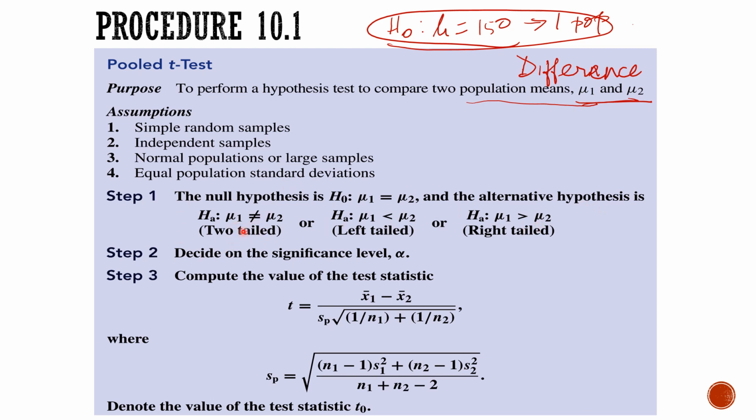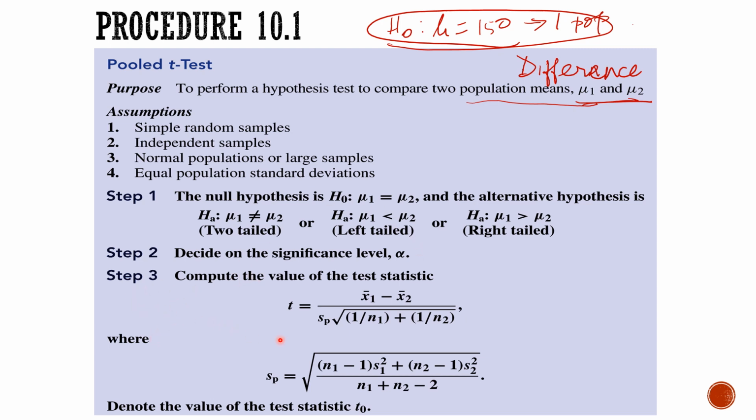Now, the alternate hypothesis can be either one of the three. We can say mu sub 1 is not equal to mu sub 2. In that case, it's a two-tailed test. Or the alternate hypothesis can state mu sub 1 is less than mu sub 2, which is a left-tailed test. Or it can say mu sub 1 is greater than mu sub 2, which is a right-tailed test. Step 2, we decide on the significance level alpha, which will be given to us in the question.